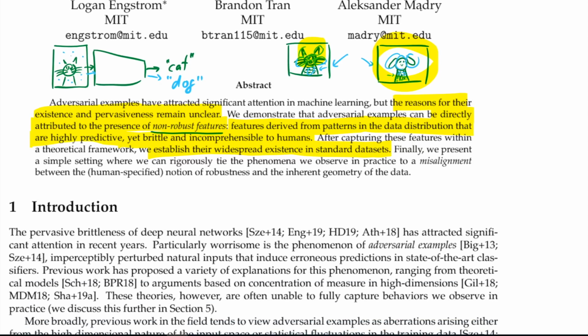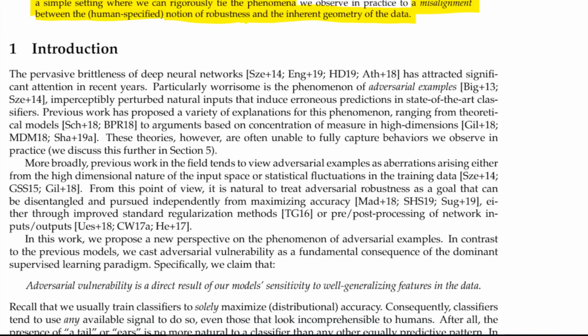And then they say, finally, we present a simple setting, which is a theoretical setting, where we can rigorously tie the phenomena we observe to a misalignment between the human-specified notion of robustness and the inherent geometry of the data. All right, so it's kind of different pieces of this paper, and we're going to look at them in succession.